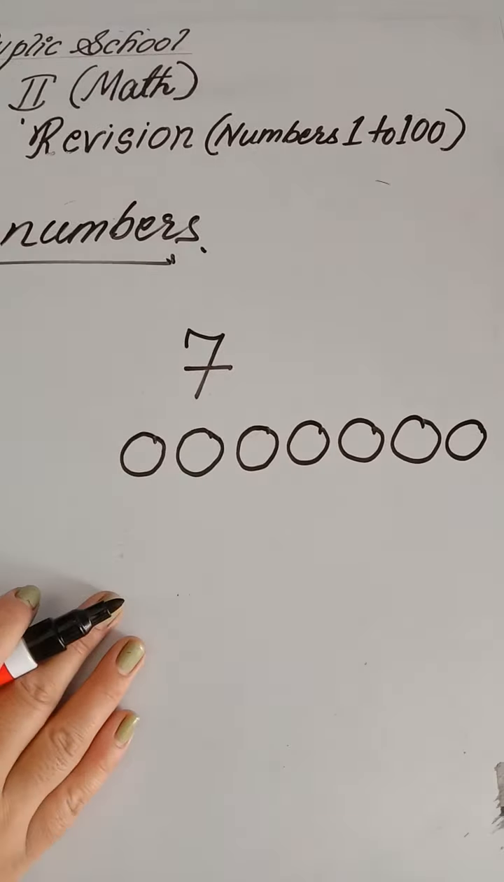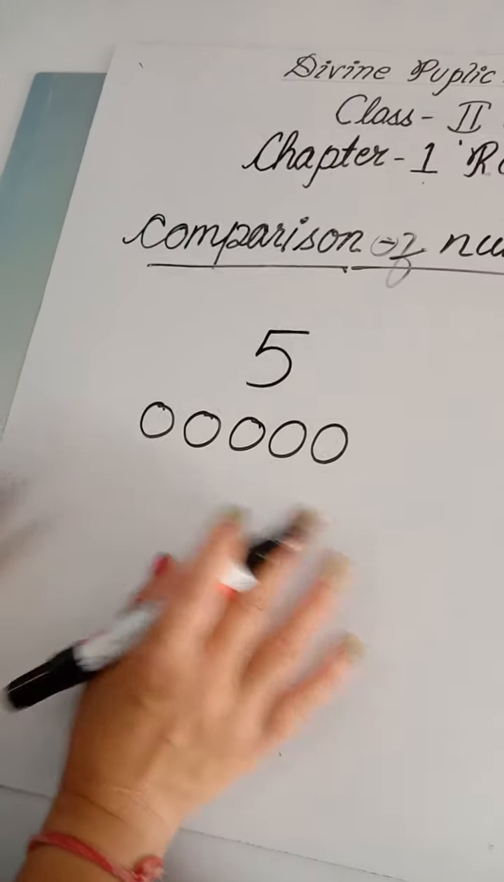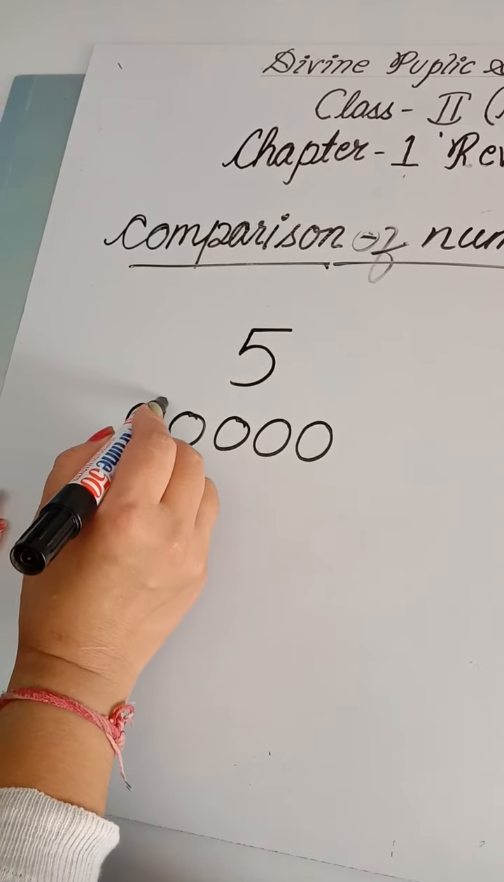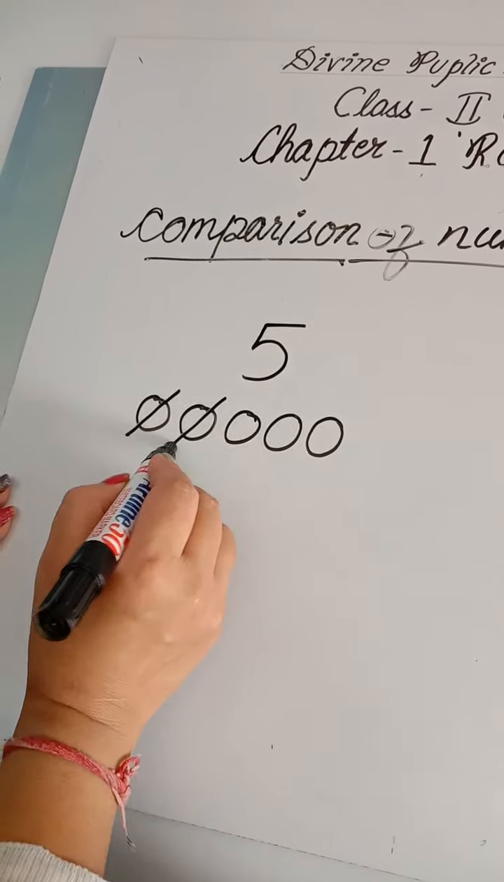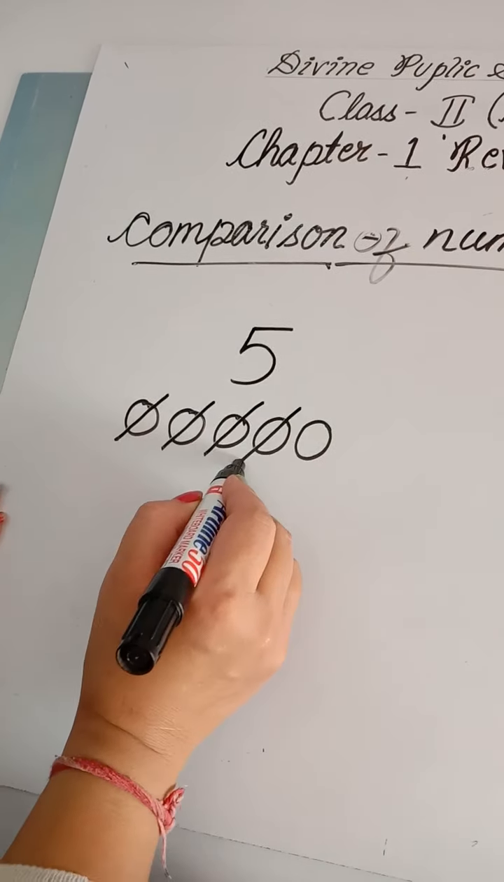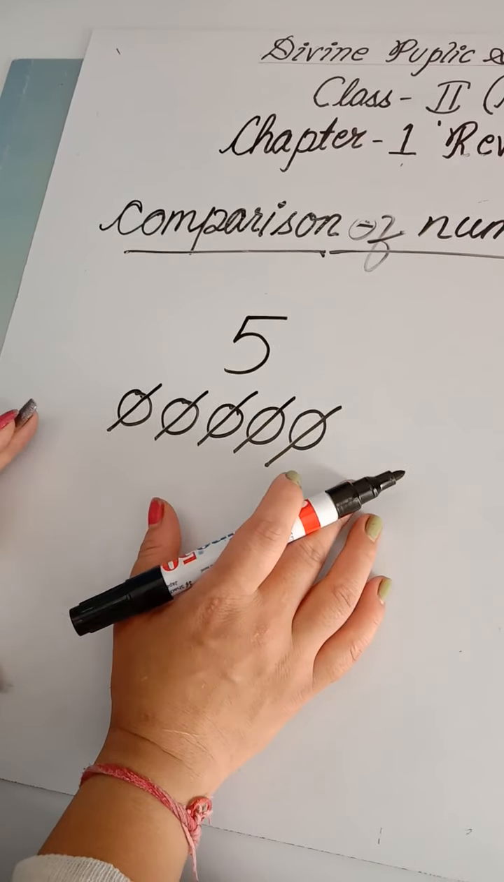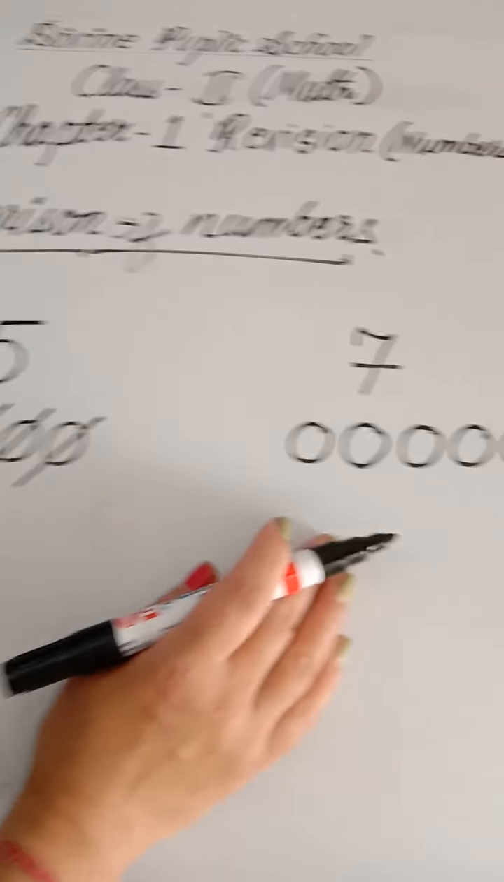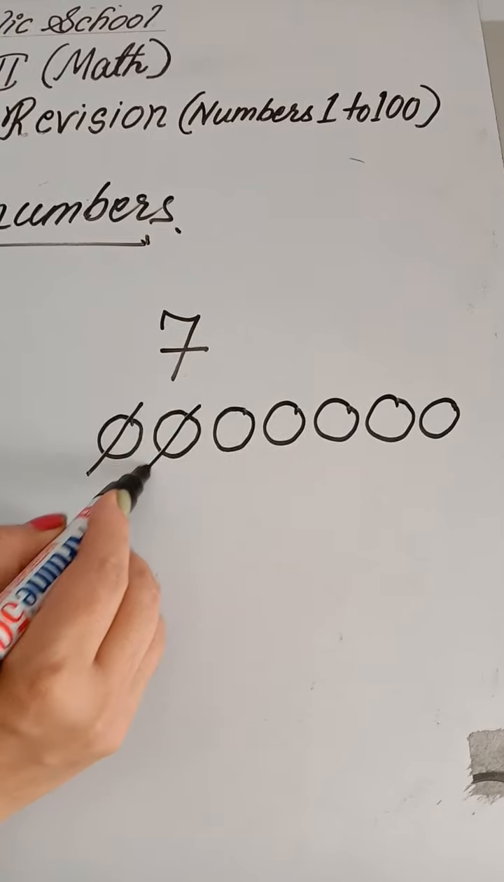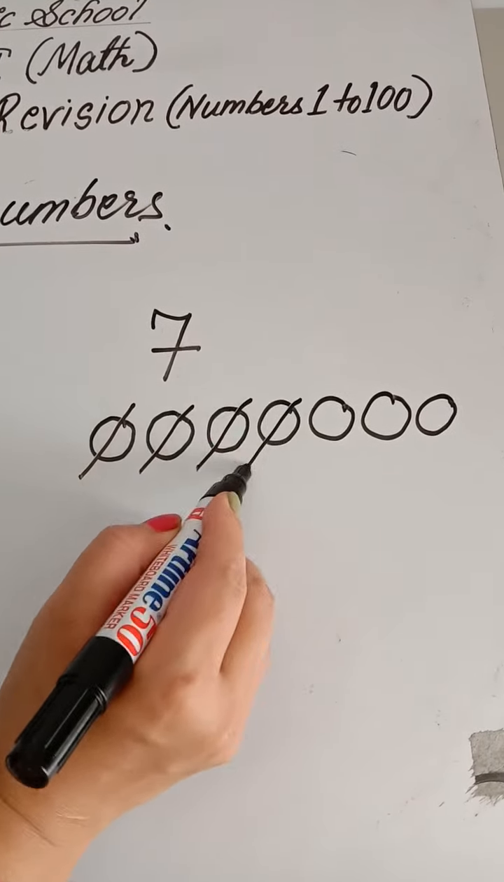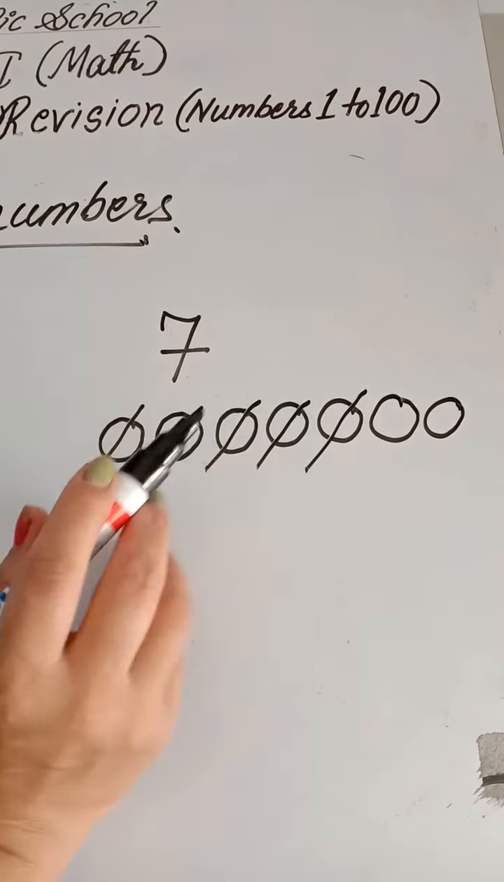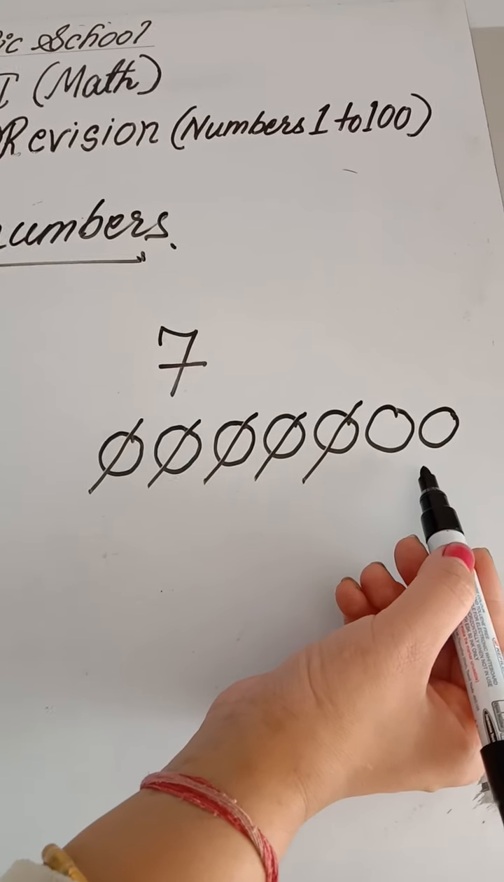Okay. So look at here. How to compare the number. Okay. Now look at here. 1, 2, 3, 4 and 5. Got it? Now no circles are left. Right? Now look at here. 1, 2, 3, 4 and 5. Okay. Still there are 2 circles left.